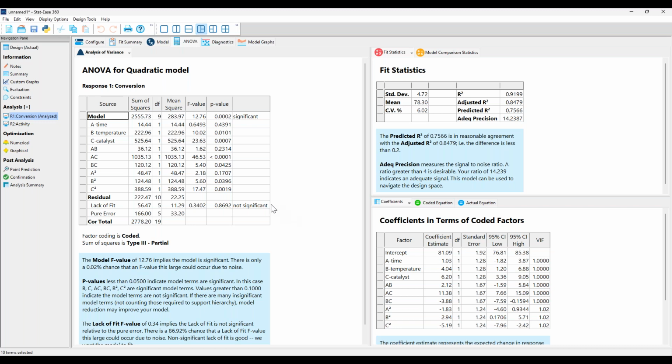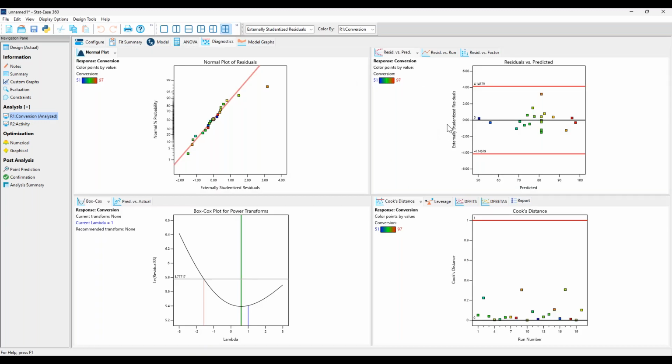Therefore, we don't want significant lack of fit, kind of statistical double talk. Anyway, this is the desirable condition. We want a not significant lack of fit. So we're good. And we look at our fit statistics. It meets all the testing criteria in the blue box. So we're happy. Once again, we'll look at the diagnostic plots.